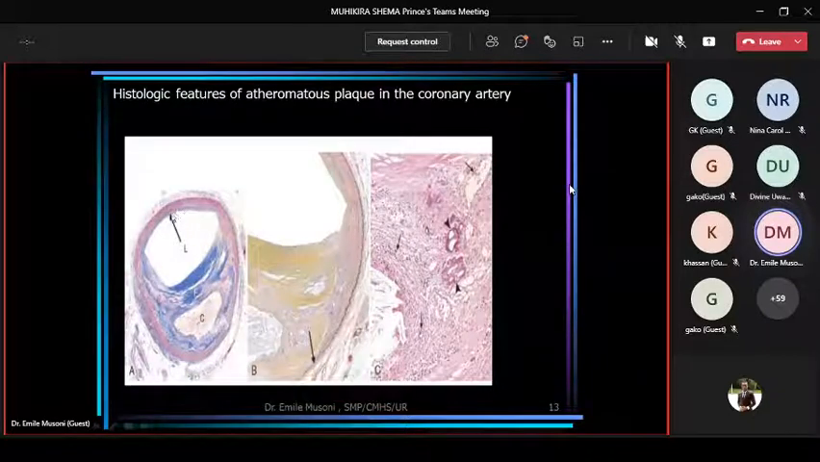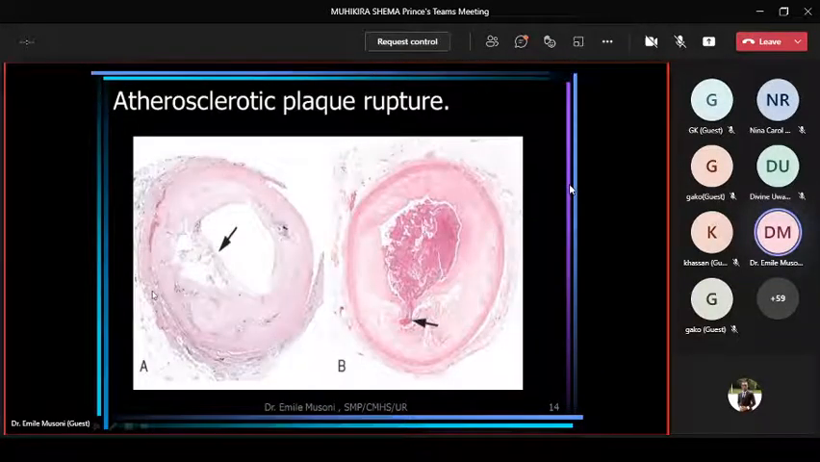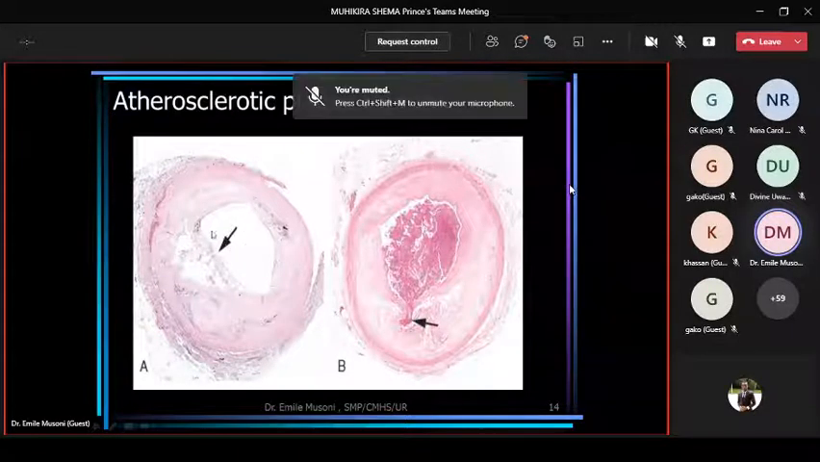For this one, a small image, this one the lumen. This one is the fatty streak. Here it is clear. We see atherosclerotic plaque rupture. This one is in case of rupture. You see there's some hemorrhage. And in this one you see that atherosclerotic plaque obstructing the lumen of the artery.